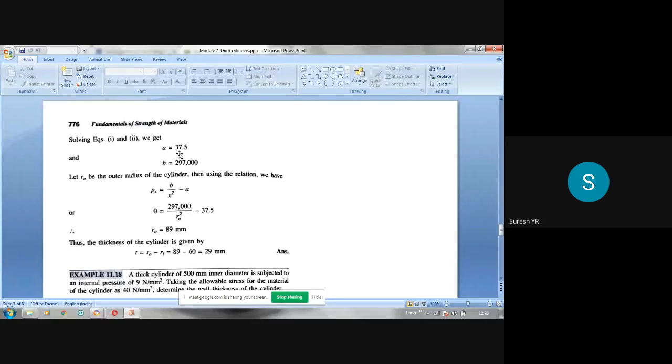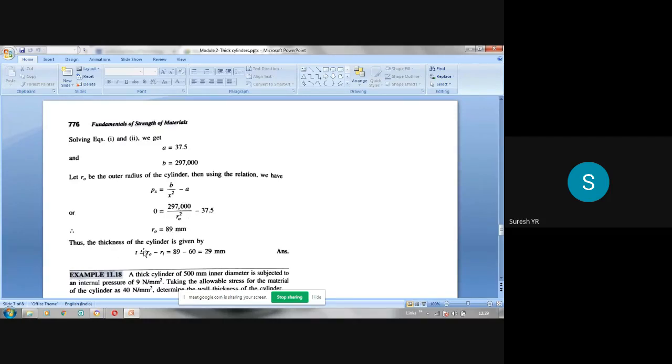Once you find the unknowns A and B, let us take R naught as the outer radius of the cylinder. Then once again apply Lami's equation, Px is equal to B by x square minus A. He has not given any external pressure here, so P naught is 0. So at x is equal to R naught, Px will be 0. So 0 is equal to B value you substitute, R naught you don't know, just put it as R naught square, minus A value you substitute. Solve for R naught. From this equation you will get R naught.